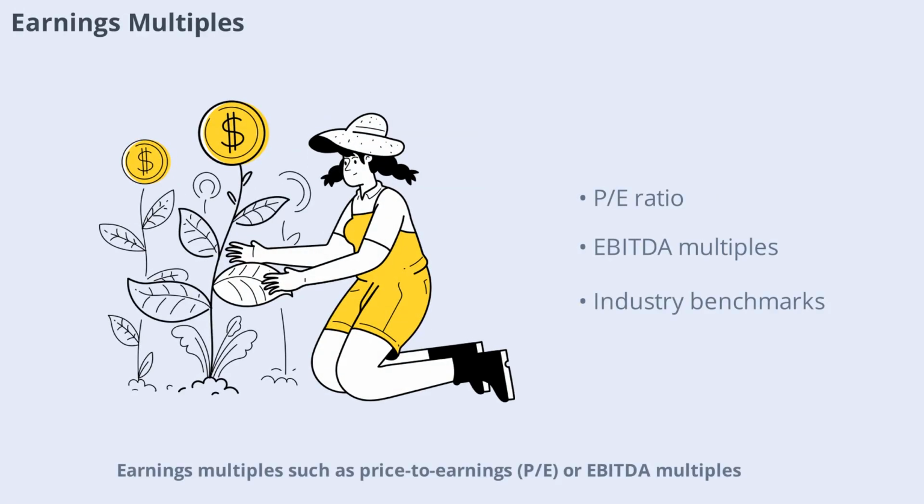Earnings multiples, such as price-to-earnings (PE) or EBITDA multiples, are commonly used in market-based valuations. These ratios compare the company's market value to its earnings, providing a quick benchmark. The choice of multiple depends on industry norms and the company's financial structure.